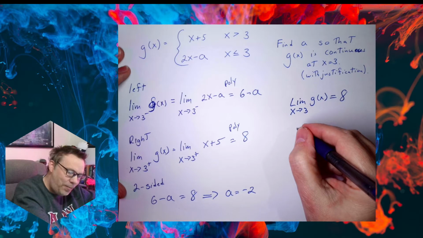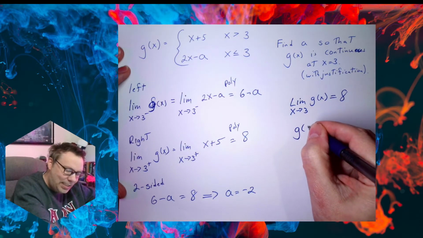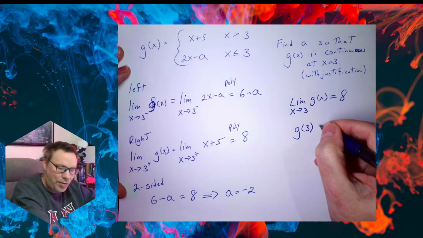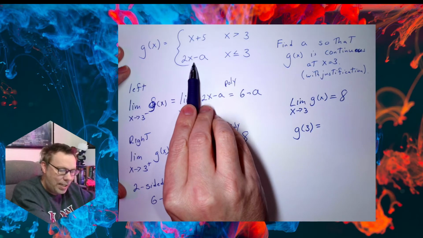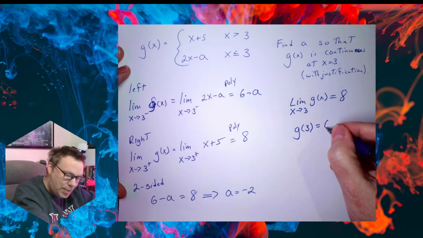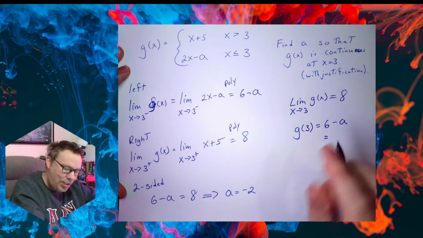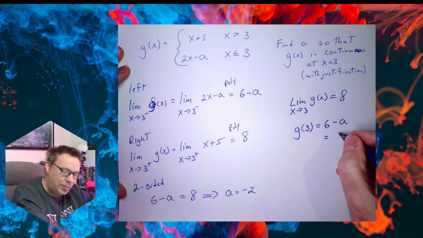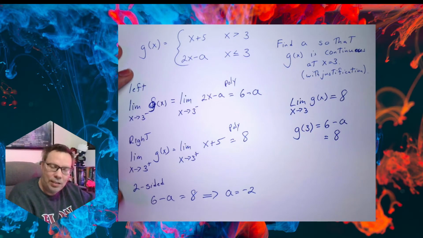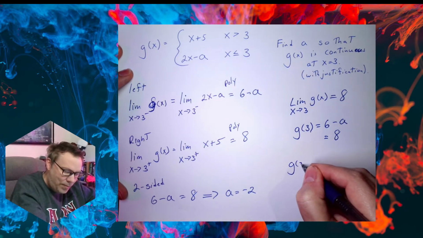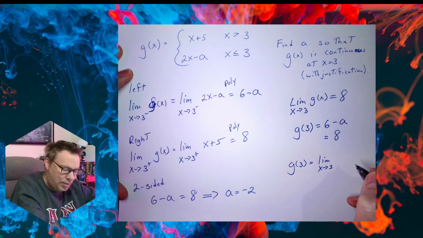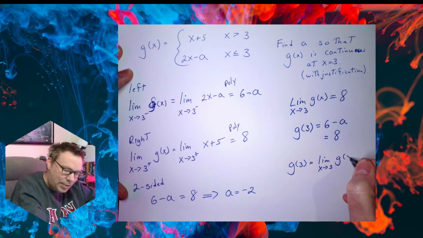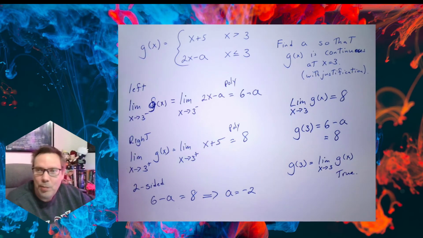Step number 2, I need to figure out the functional value. And in this case, we're going to plug in 3, and if I look at this rule right here, it includes 2x minus a. So this is going to be 6 minus a, but I already know that I'm setting a equal to -2. So that is also equal to 8. So for continuity, I need g of 3 to be equal to the limit as x approaches 3 of g of x. And this is true from the above work, or the work on the page, I should say.